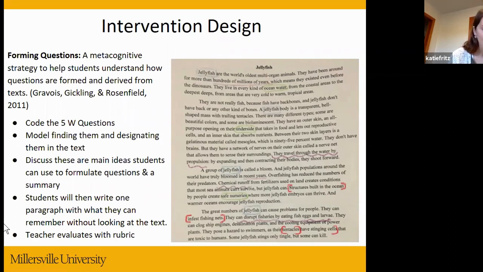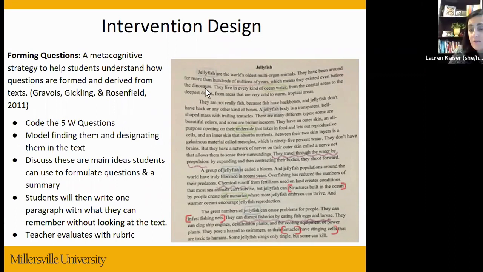The answer is Johnny. Or even here, Katie, I think if we put the who over jellyfish, right? Who are the world's oldest multi-organ animals? Yeah, right, like that. And sometimes you even do it with Post-it notes, and the kid can pick up the Post-it note, and they're like, "Oh, the answer's right there." Yeah. Kind of like, whoa. Anyway, keep going.